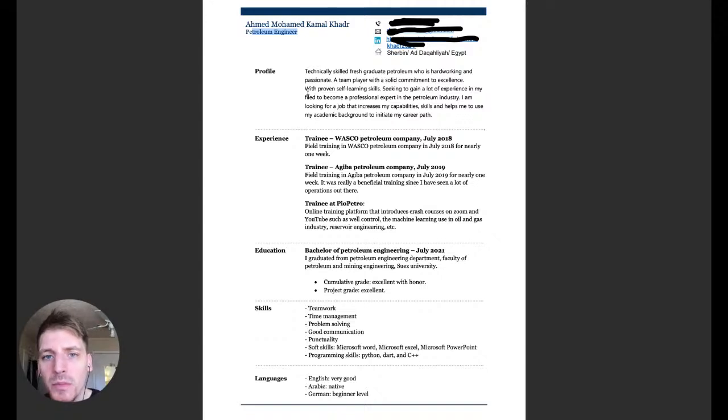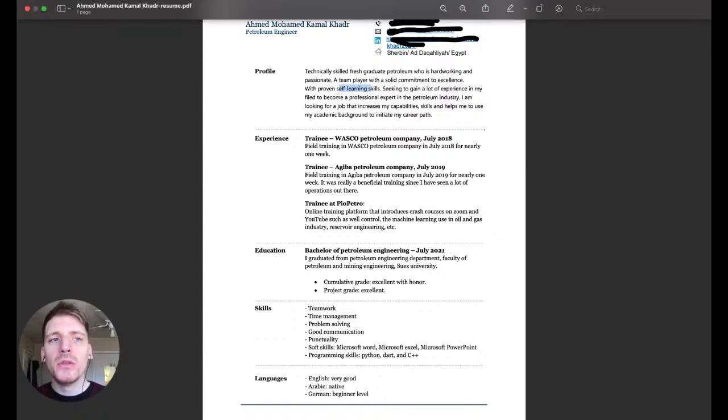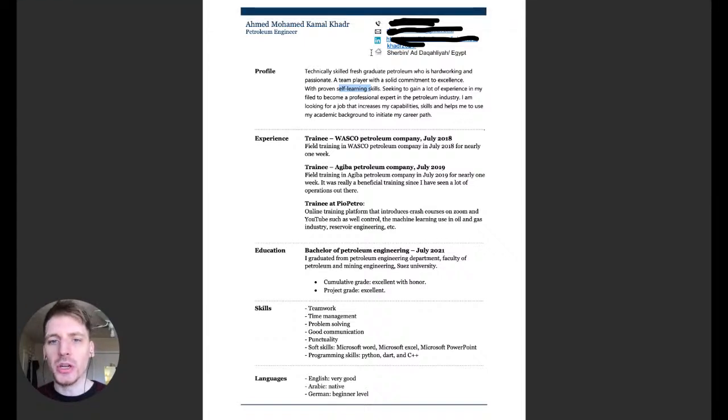So I would either rewrite it a little bit. You can remove it and keep it for your cover letter, but I would try to make it a little bit more relevant for the kind of jobs that you are about to apply for, and make it more specific. So, hard work and passion is self-learning. Self-learning, how? What did you learn by yourself?